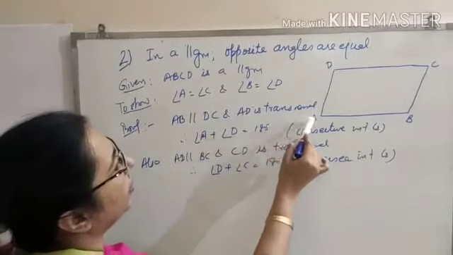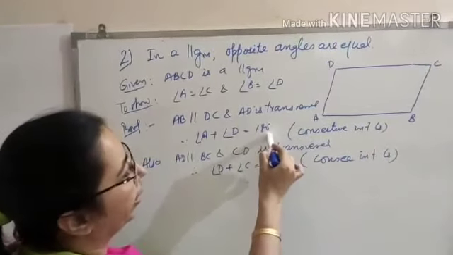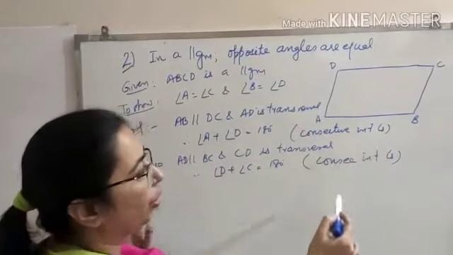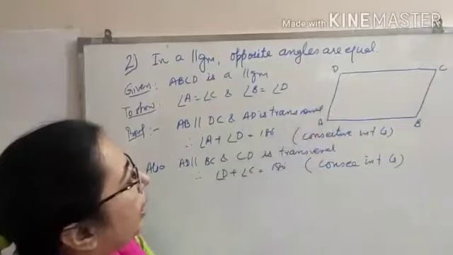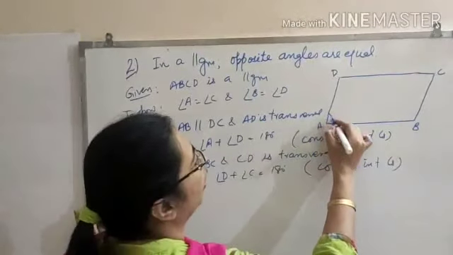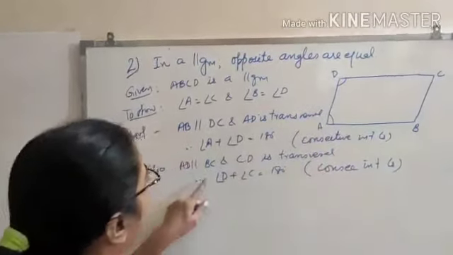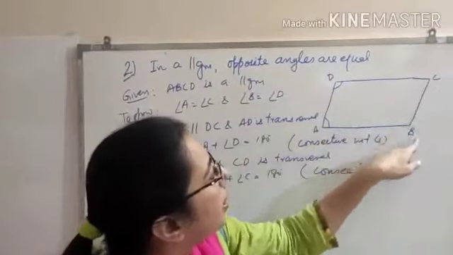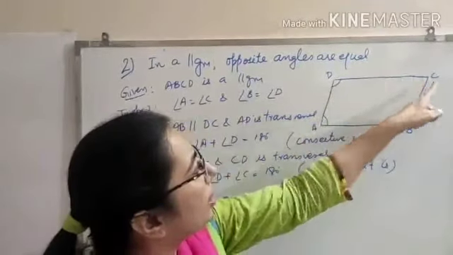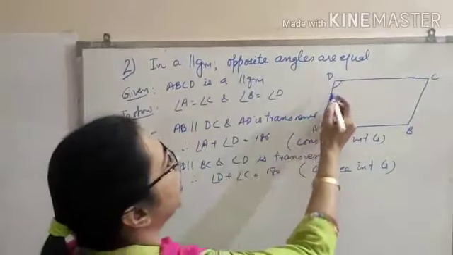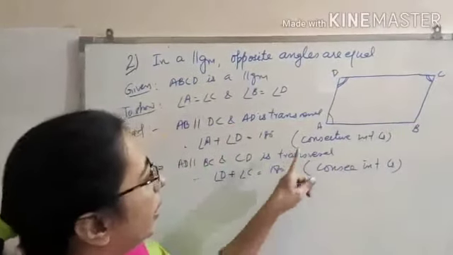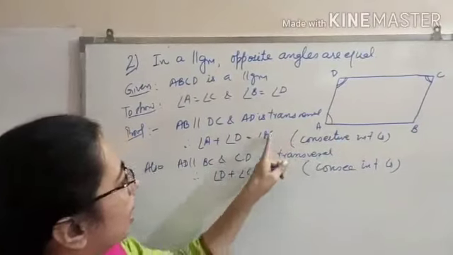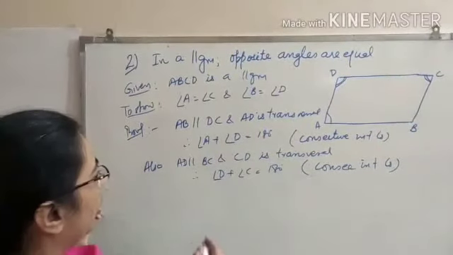So angle A plus D is equal to 180 degrees. These are co-interior angles, or you can call them consecutive interior angles. Their sum is 180 degrees. Again, AD is parallel to BC and DC is the transversal. So angle D plus C is equal to 180 degrees. Again co-interior angles.